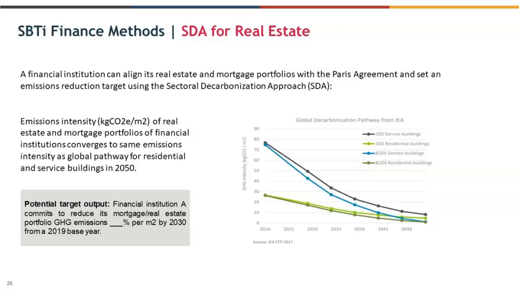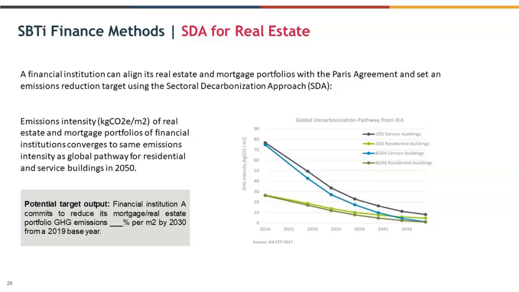So if a financial institution has investments in the real estate sector, it can use this SDA approach. And essentially, the financial institution is aligning its real estate mortgage portfolios with the temperature goals of the Paris Agreement. So these are the well below 2 degree pathways that are set out. And in principle, the target is defined around the emissions intensity, that is the kilograms of CO2 per square meter of real estate, and they align this intensity with these global pathways. You can see in the chart here, there are these different pathways and examples of both a 2 degree and the well below 2 degree pathway for both residential and service buildings.